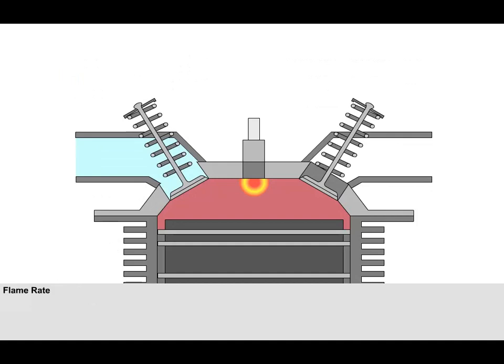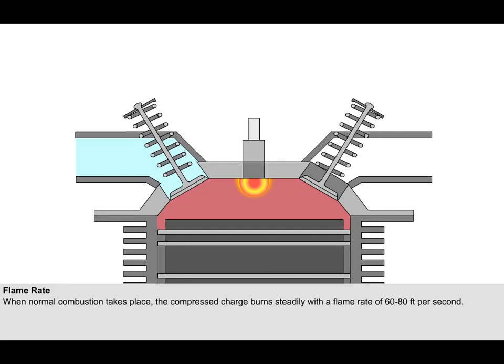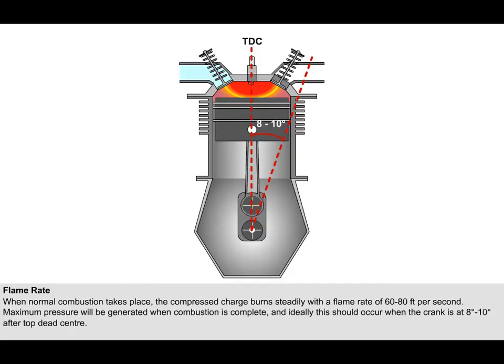When normal combustion takes place, the compressed mixture in the cylinder is ignited by the spark and burns steadily with a flame front velocity or flame rate of 60 to 80 feet per second, giving a steady and smooth temperature and pressure rise in the combustion chamber. Maximum pressure will be generated when combustion has been completed, and ideally this should occur when the crank is at 8 to 10 degrees after top dead centre, TDC, where, because of the ineffective crank angle, the volume of the combustion chamber is still at a minimum.